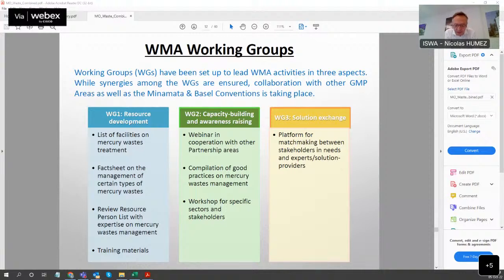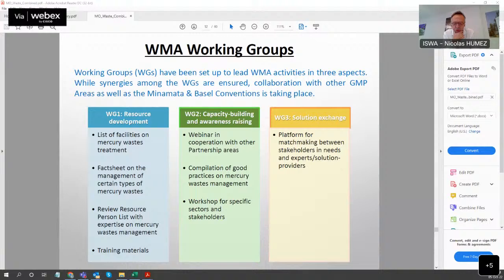So the second working group is on capacity building, and the idea is really to spread the expertise and the different tools and documents that already exist, and to share experience. The working group two has already presented different webinars in the past, and they will continue to provide and to organize those kinds of webinars.